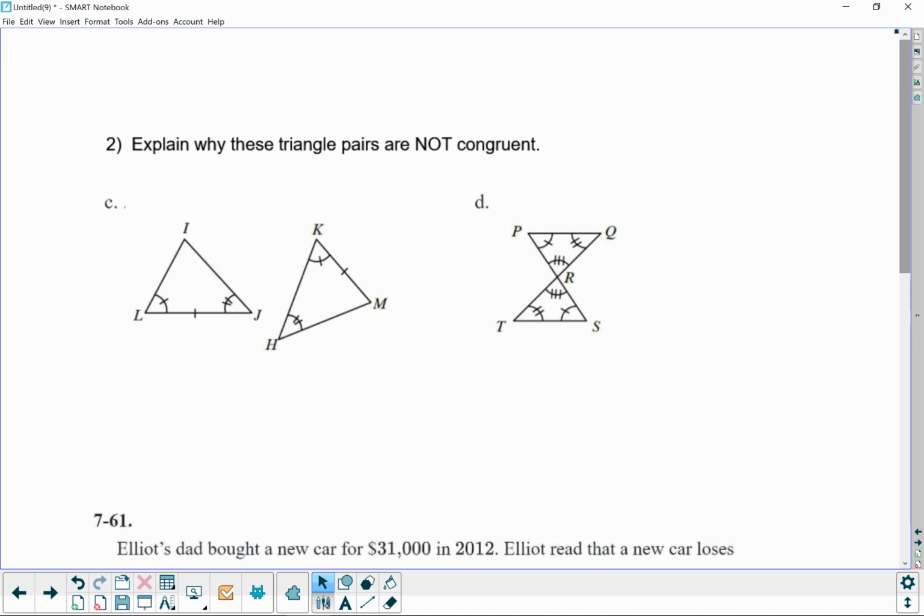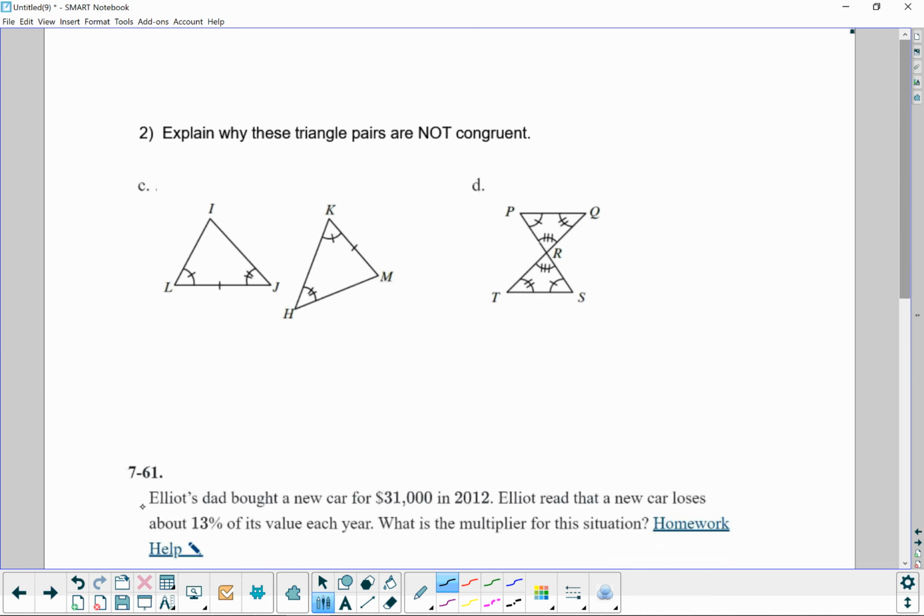So number two. This video will only cover number two right here, but explain why these triangle pairs are not congruent. So we want to know why they're not. Both of these are not congruent, so part C and part D, they are both not congruent, and we want to know why. So let's look at C. All right, so C, let's zoom in just a little bit.